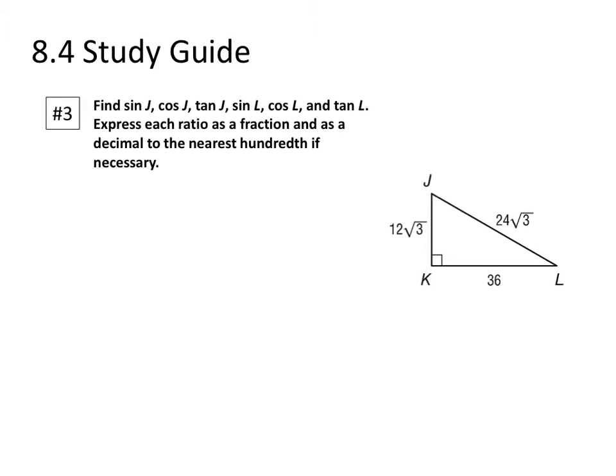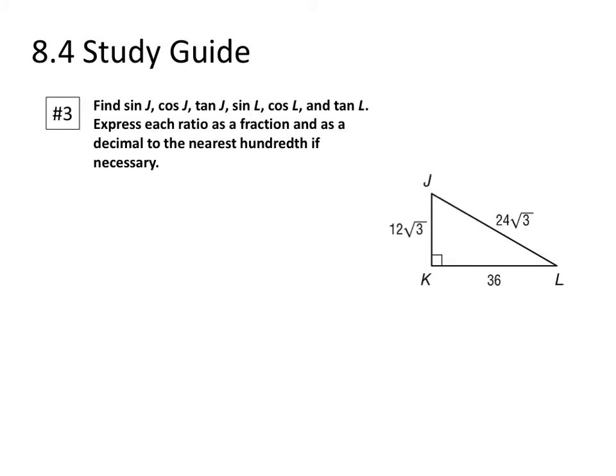Okay, so the two problems that I've chosen are number 3 on the front side and number 6 on the back side. So on number 3, we have a diagram here. We know all three of the sides, so we're not going to be using the calculator to find these ratios. We know the sides, so we're just going to find what the ratios are. I've seen some confusion in class with that.